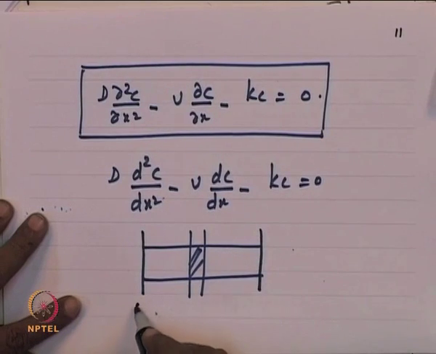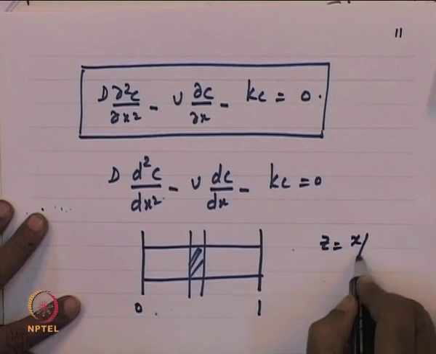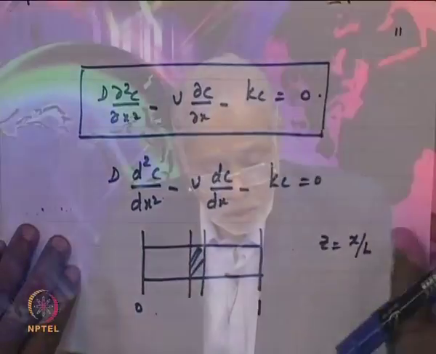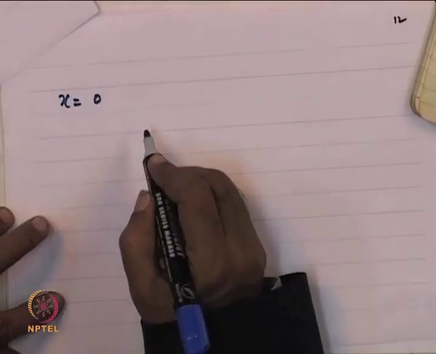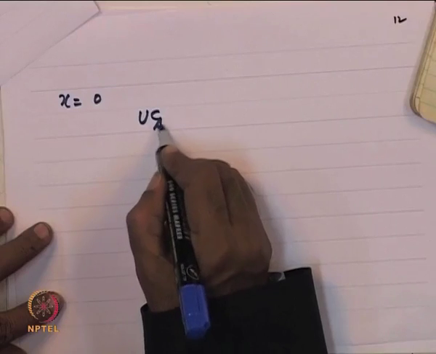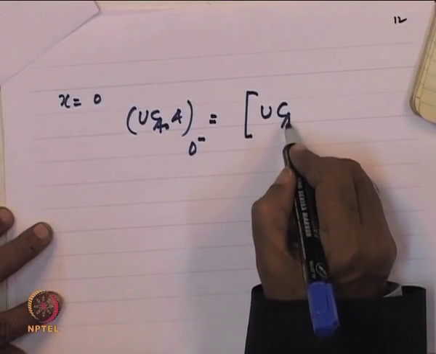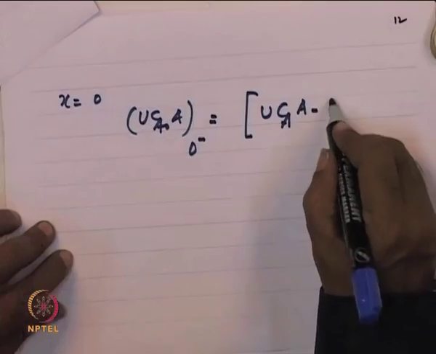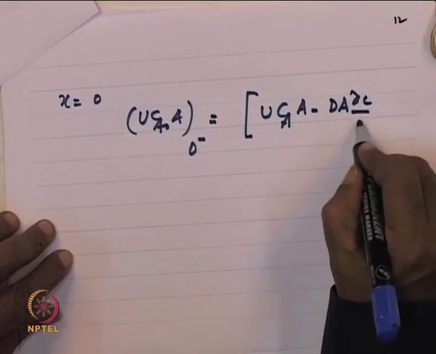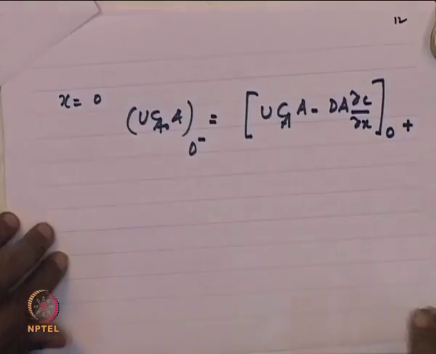There is a tremendous amount of literature for this situation, but let us try to understand the boundaries properly. This is boundary 0, boundary 1, z equal to x by L. How do we understand the boundaries? A good way is to see what happens to flow in and flow out. So, at x equal to 0 minus, you have u C_A0 times A at 0 minus, which must be equal to u C_A times A minus D A ∂C/∂x at 0 plus.